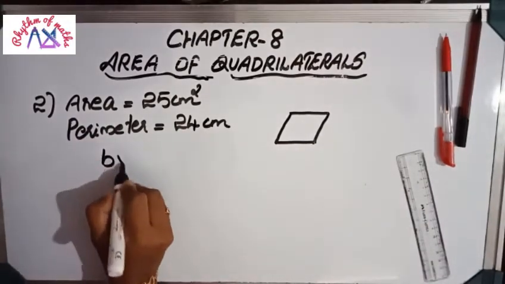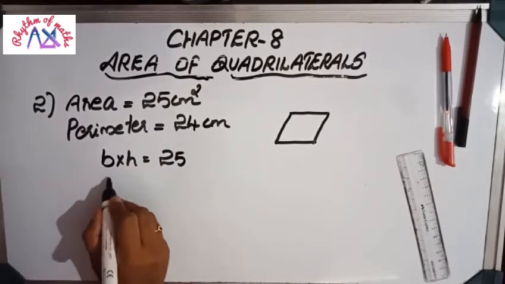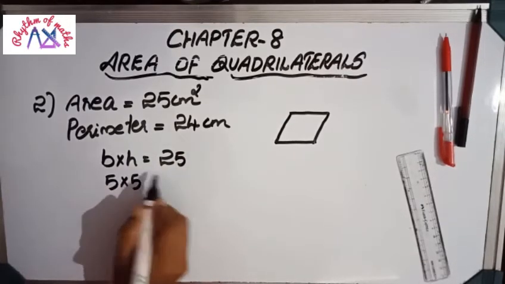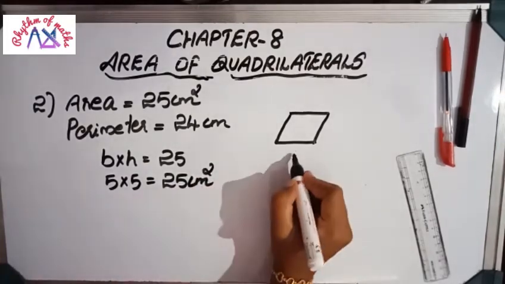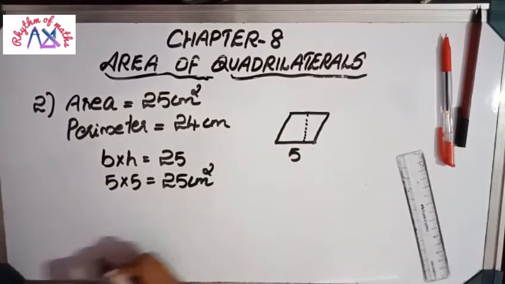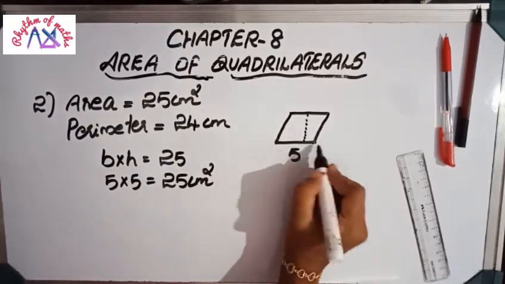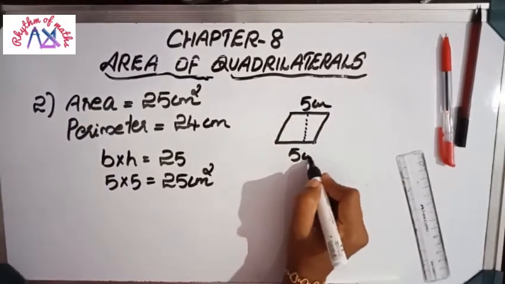So base into height must be 25. So what is the possibility? Base and height can be 5 centimeter. Then only we will get the answer as 25 centimeter square. So the base is 5 centimeter and this perpendicular height is also 5 centimeter. So if the lower base is 5 centimeter, the upper side will also be 5 centimeter.